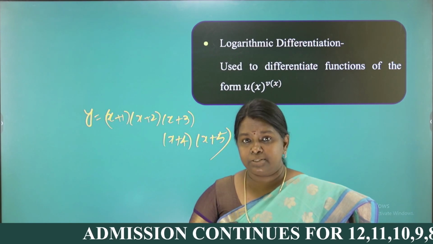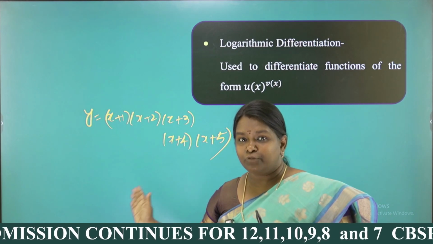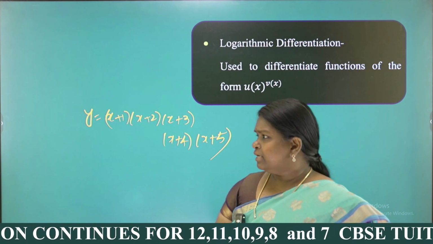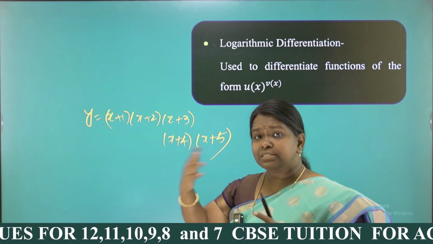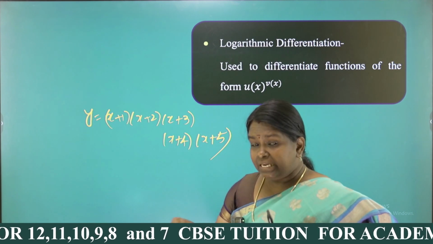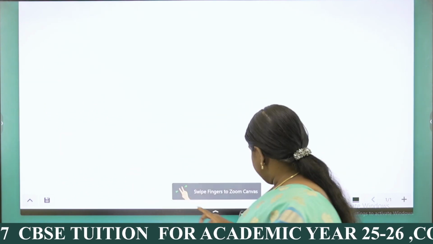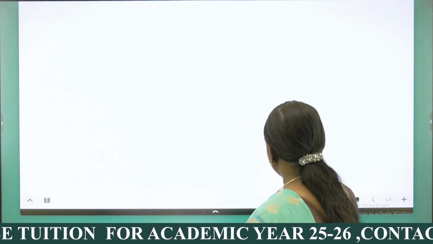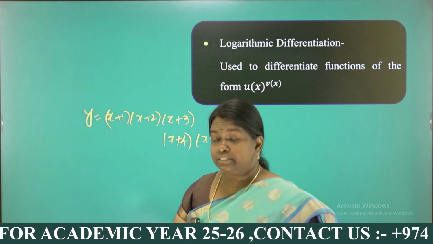find dy by dx. If I start differentiating, of course, from morning till evening I have to sit for this, right? Because first to do product rule, next to do etc. So many things to be done. But instead, if I use logarithms, it would be very, very easy, right? How? I can use logarithm on both sides, right?